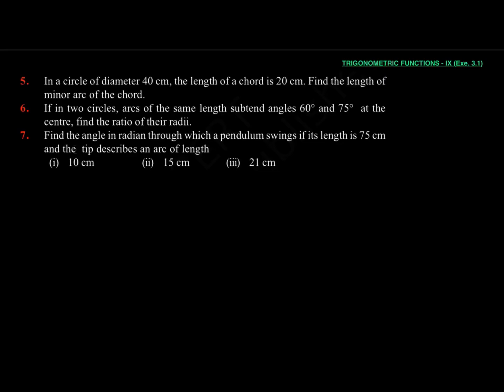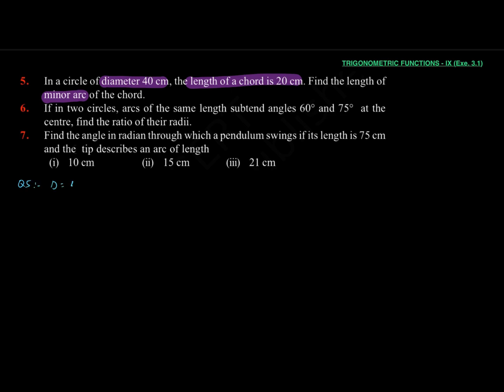So today in this video we are going to attempt question number 5, 6 and 7 of chapter Trigonometric Functions of class 11th, exercise 3.1 of CBSE Mathematics. So question number 5 is, in a circle of diameter 40 centimeter, the length of a chord is 20 centimeter. Find the length of minor arc of the chord. So this is question number 5.